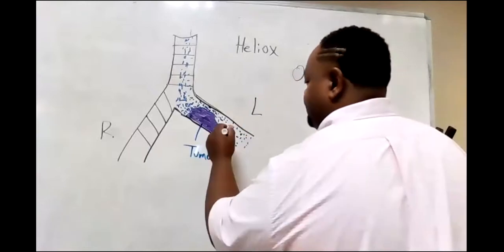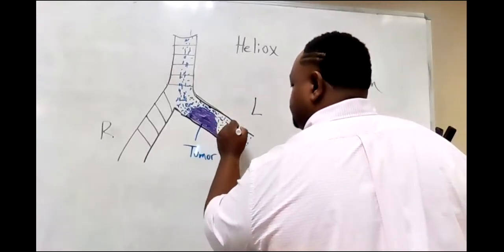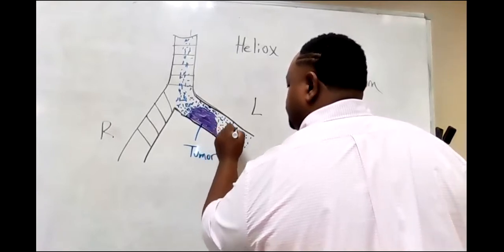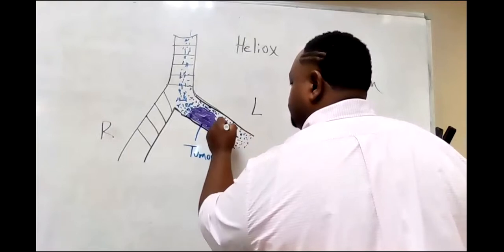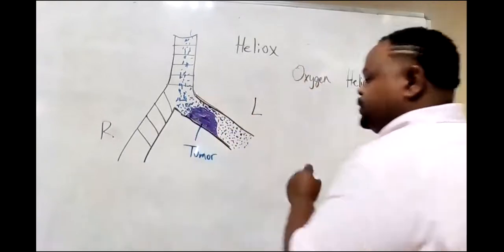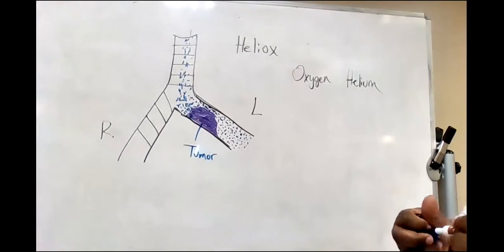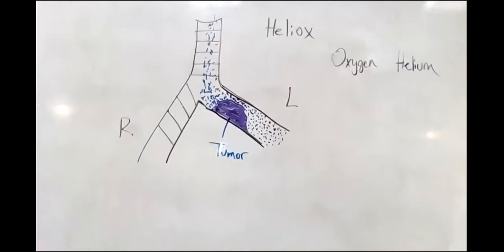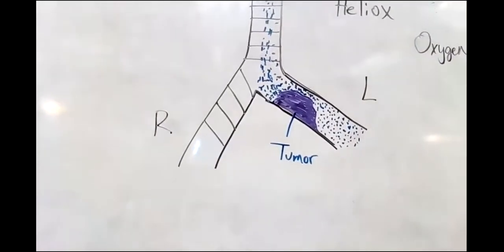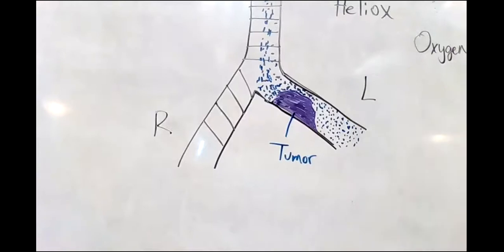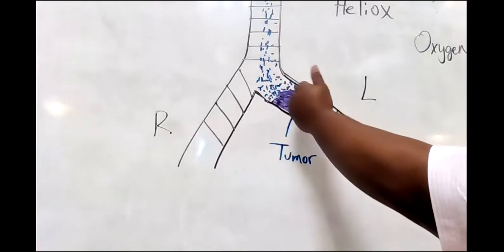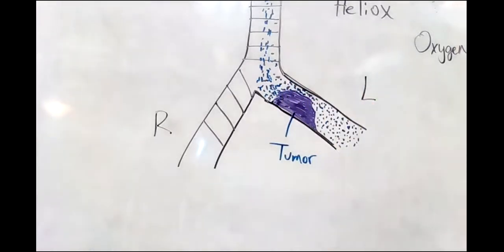Let me put the brown in there. See that? Now I have helium and oxygen mixture. See that? Got brown and blue. Gets over the obstruction, over the tumor, until I can get that tumor removed. That is why we use Heliox mixtures.